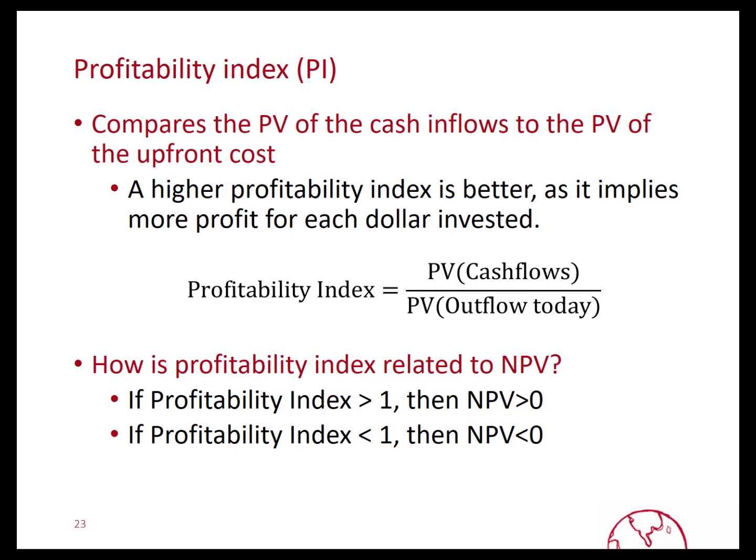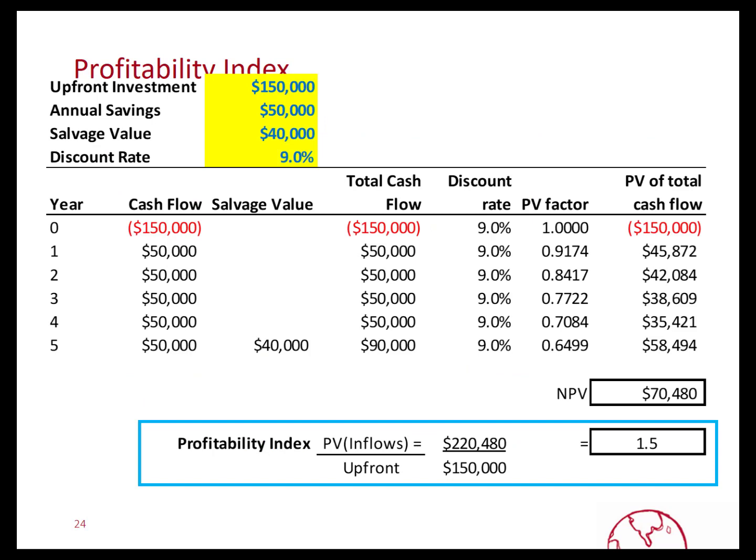This index is going to tell you whether the project is going to generate a positive NPV, in which case the cash inflows are going to be greater than the cash outflow, and the profitability index is greater than 1. But if the cash outflows are greater, meaning that this ratio is less than 1, then it's a negative NPV project. Remember that NPV is simply the sum of the outflows with the sum of the present value of the inflows. So taking a look at this project, we see that it's got a positive NPV of $70,480.